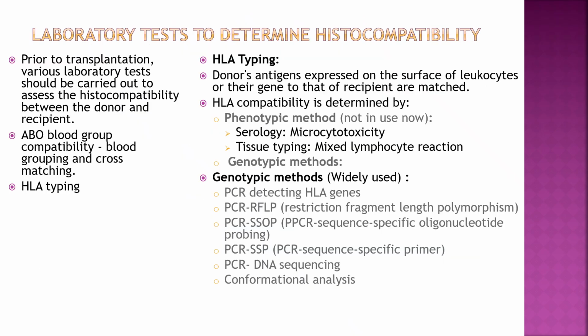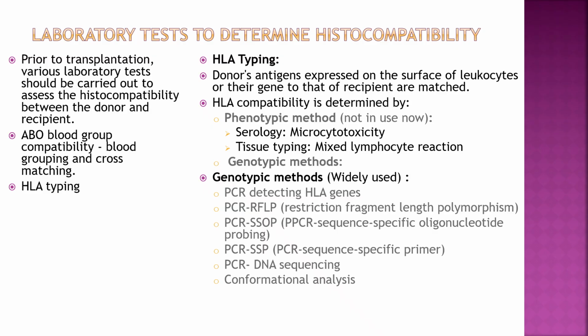Laboratory tests to determine histocompatibility. Prior to transplantation, various laboratory tests should be carried out to assess the histocompatibility between donor and recipient. First, ABO blood grouping, Rh blood grouping compatibility, blood grouping and cross-matching are done, and then HLA typing. In HLA typing, the donor's antigens expressed on the surface of WBCs, leukocytes, or their genes are matched to those of the recipient.